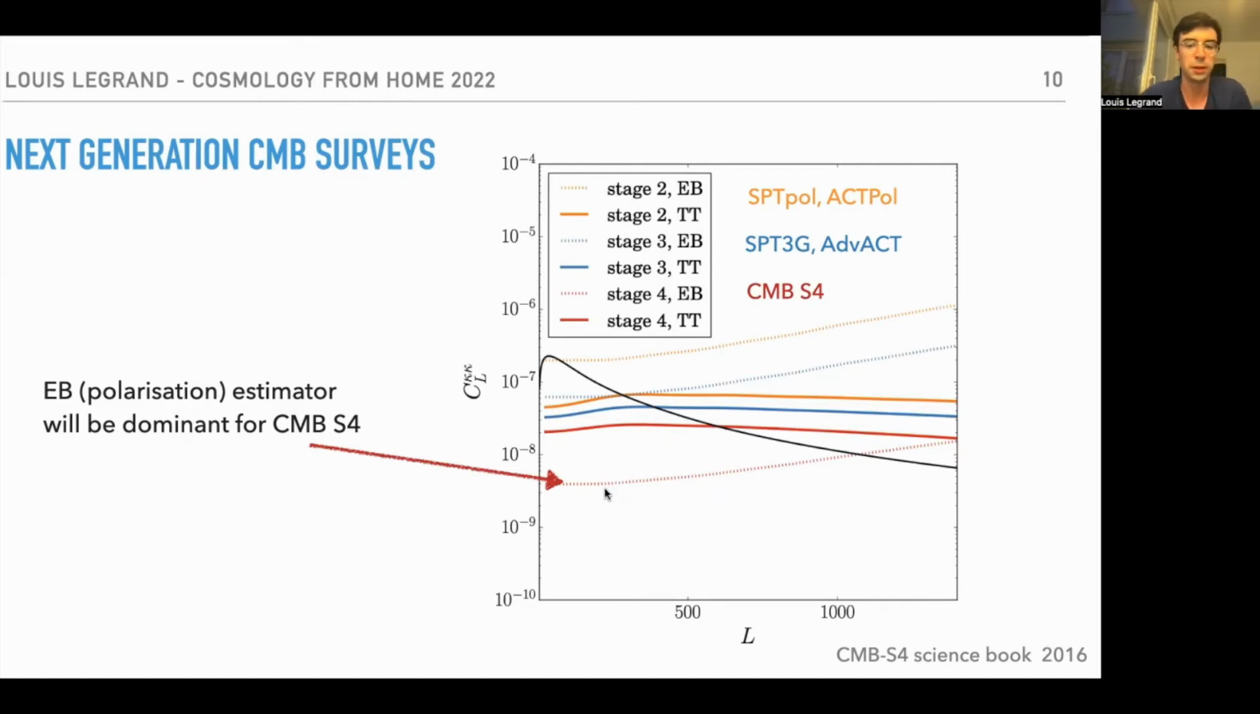This is due to the fact that if you are able to measure the B modes perfectly, and you assume that they are mainly coming from CMB lensing, then you will be able to reconstruct the CMB lensing signal perfectly.